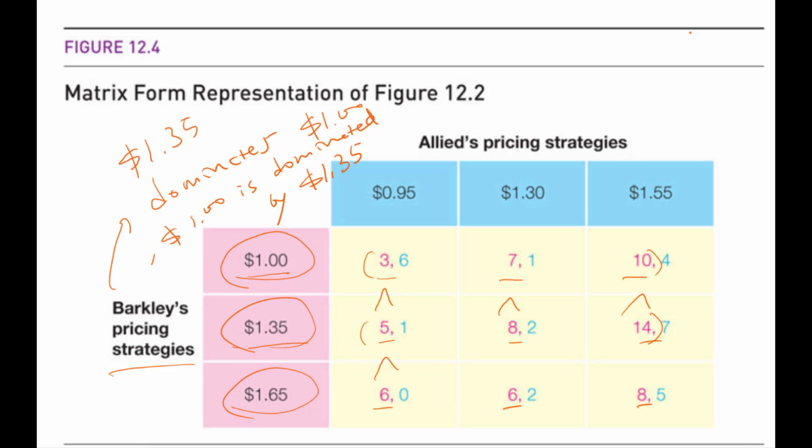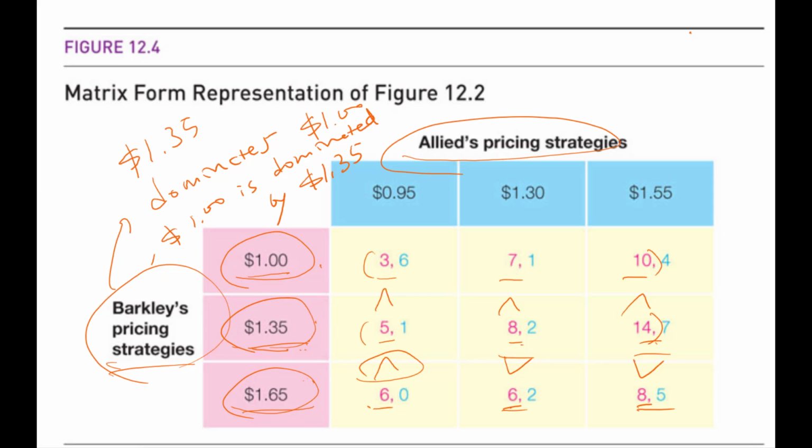So 6 is greater than 5, but again, 6 is less than 8 and 8 is less than 14. So you can see that sometimes $1.65 does better than $1.35, but other times, if the opponent plays a different strategy, then $1.35 actually does better than $1.65. So none of these two strategies dominate each other. Therefore, there is no dominant strategy for Barkley, because none of these three strategies generates the greatest payoff no matter what the opponent does. And you can check for Allied, same thing.